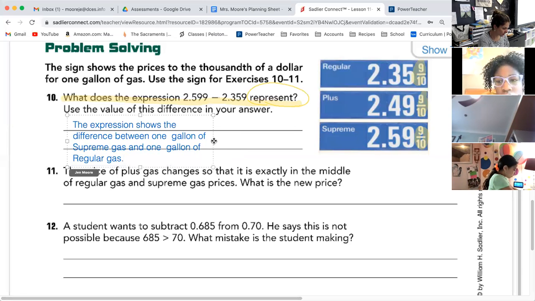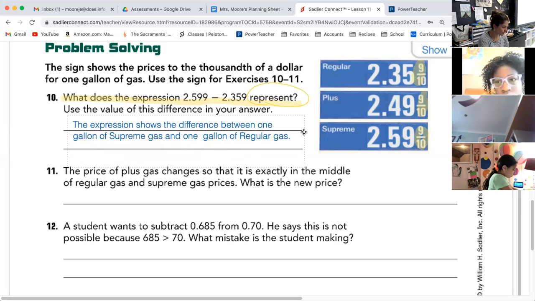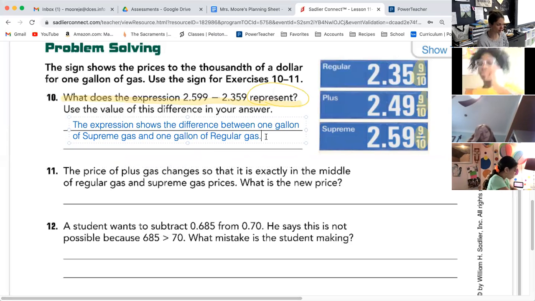I'm hoping I can make it a little bigger here. There we go. The expression shows the difference between 1 gallon of Supreme gas and 1 gallon of regular gas. Okay, so we've handled the first part of the question. When you're ready to go on to the second part, let's try to figure out what the meaning of that sentence is, okay?